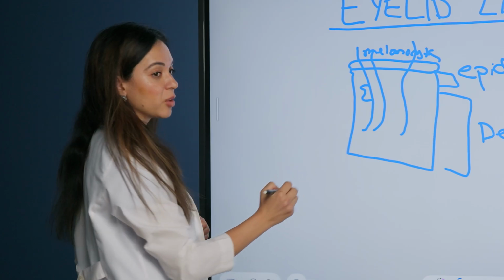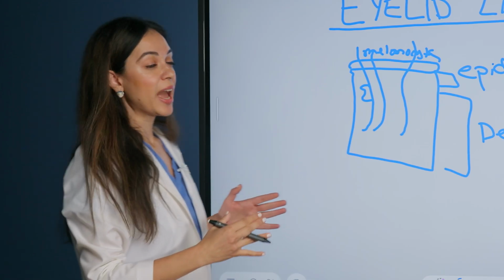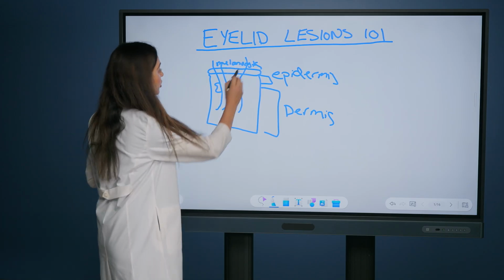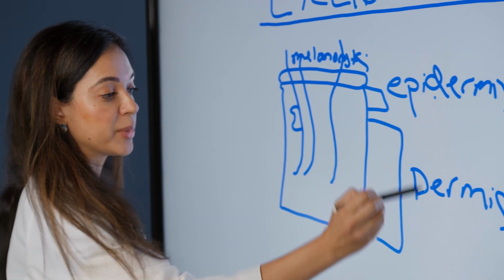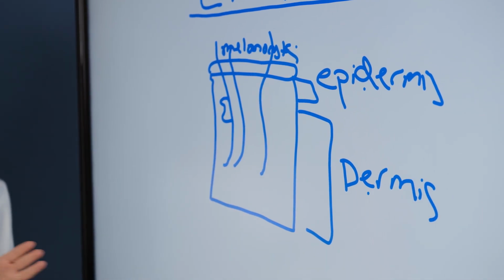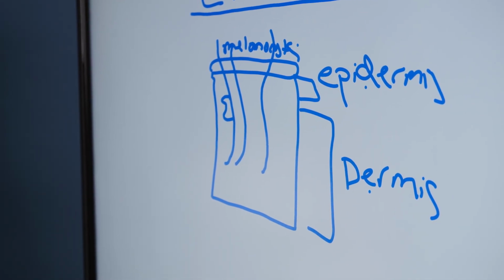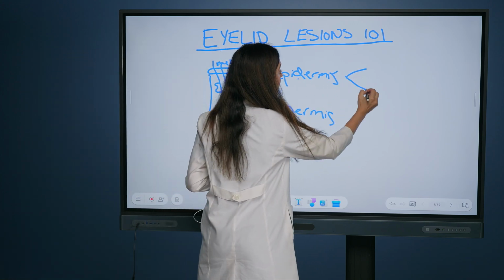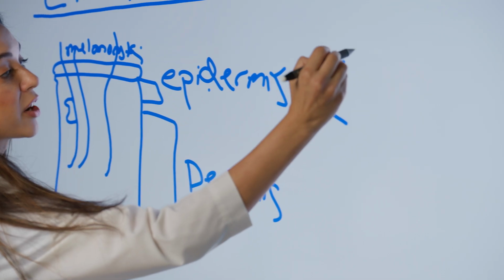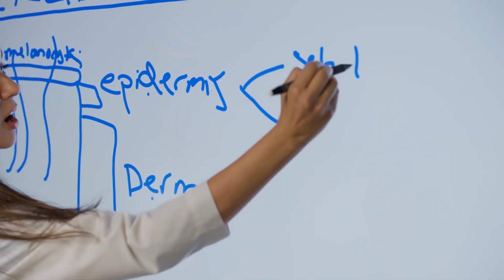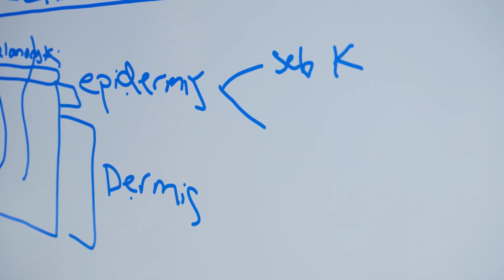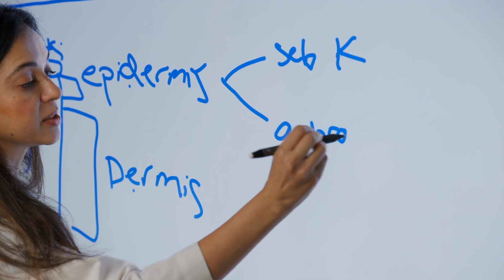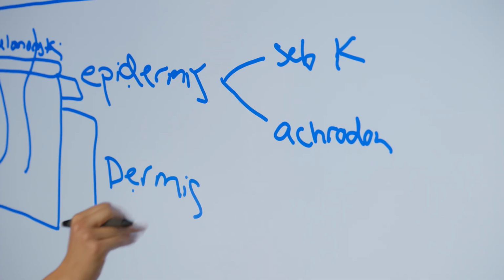So when we talk about eyelid lesions, we can have lesions that arise from all of the levels of the eyelid skin, including from the melanocytes, from the epidermis, and the dermis. And there are going to be benign and malignant lesions that arise from each of these. So starting with the epidermis, the benign lesions we're going to see are going to be the seborrheic keratosis, often abbreviated as SebK, as well as acrocordon or skin tags. And we're going to delve into these a little bit more in detail.